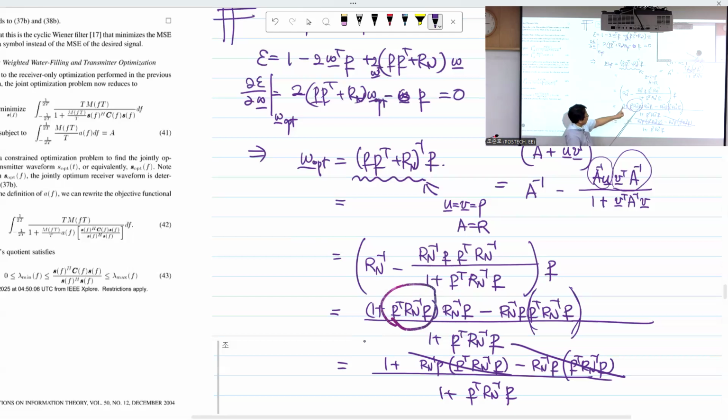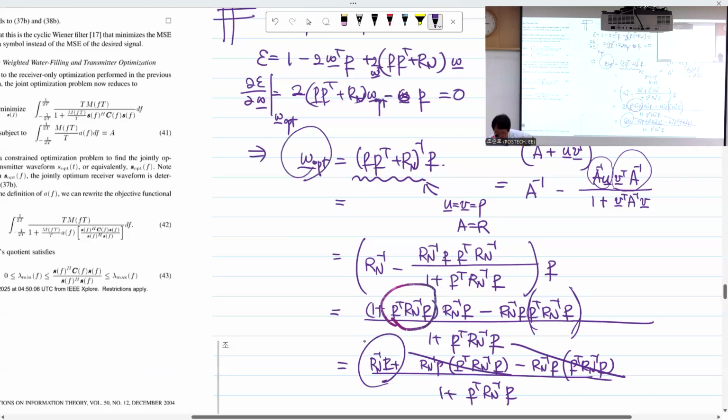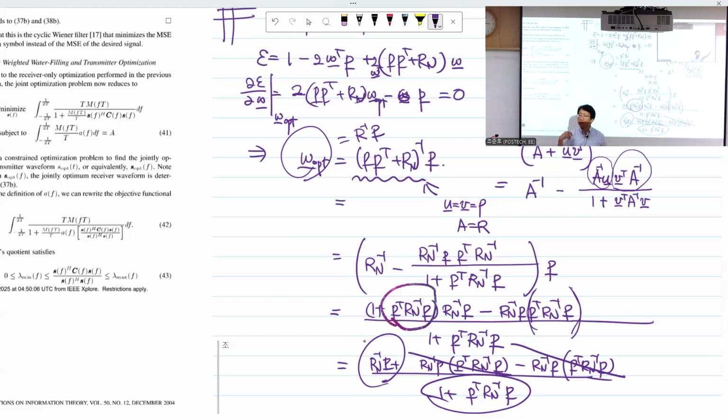So after you expand, just a second, something's wrong, Rn inverse. Sorry about that, Rn inverse P, right? So first term is Rn inverse P. Yeah, second and third terms cancel out. Got it? So you have vector equals vector divided by a scalar. Got it? So the difference is that before W was written as R inverse P, and now what is R? R is the correlation matrix of the received signal.